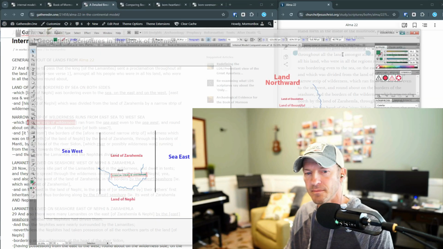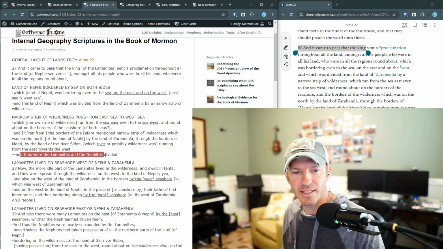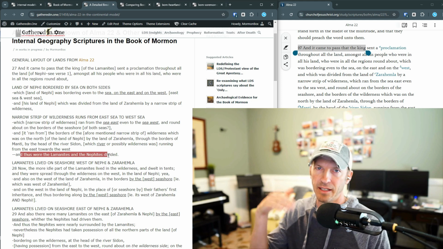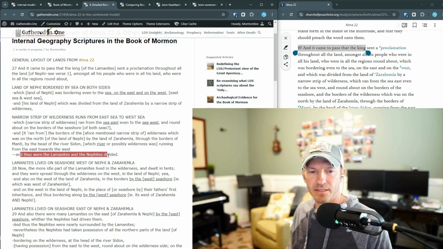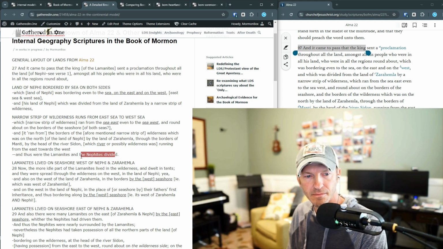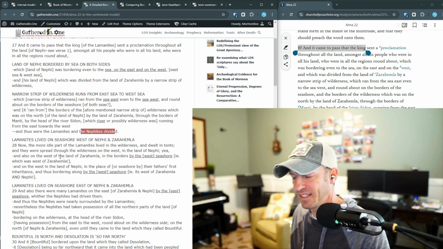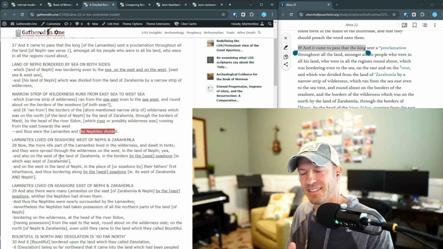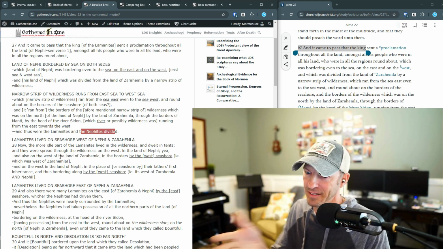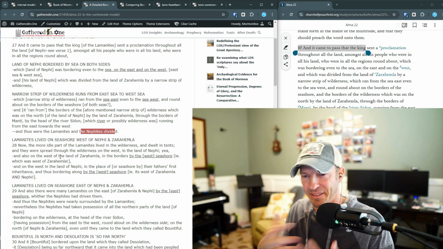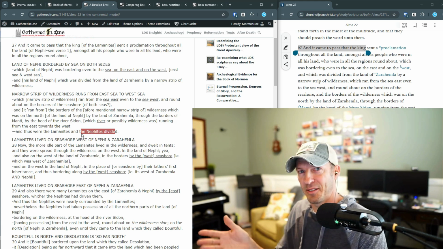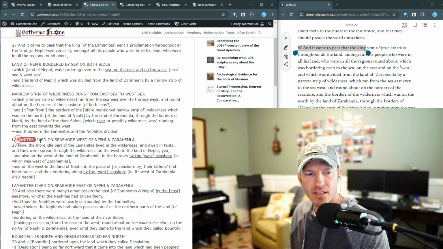Okay, and thus were the Lamanites and the Nephites divided, right, in their land of Zarahemla and their land of Nephi. And it's confusing because the Lamanites actually live in the land of Nephi, right? Because the Nephites abandoned the land of Nephi, and then the Lamanites took it over. We get that elsewhere in the text. Okay, so let's keep going.